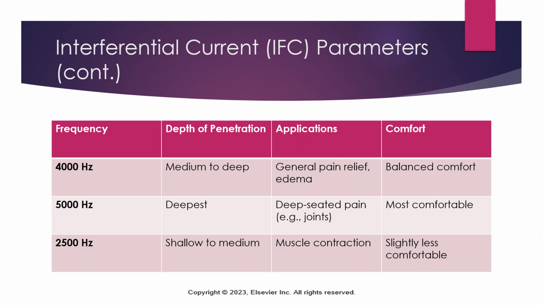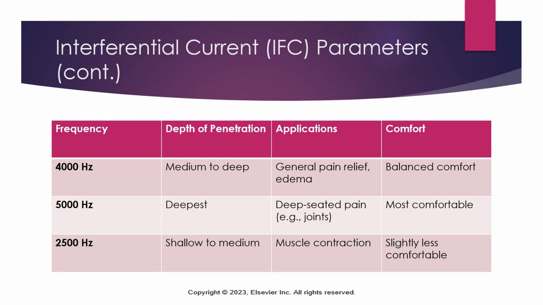Okay, so here's a nice little table that you have. It talks about the frequency on the far left side, and then also the depth of penetration, applications, and comfort. If we look at the first one, 4,000 hertz, this is medium to deep penetration of those tissues. Applications: general pain relief, edema, and it gives you a balanced comfort. For 5,000 hertz, this is the deepest penetration that we can get. Applications: deep-seated pain in the joints.